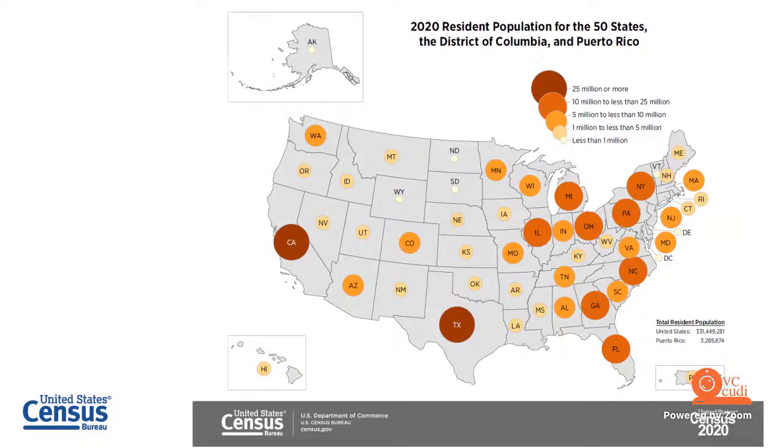So we classified the data into 5 classes. So the reader only needs to differentiate between 5 circle sizes on the map instead of 52. Okay, next slide, please.